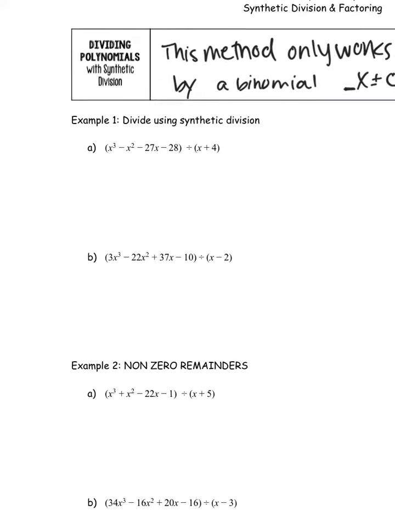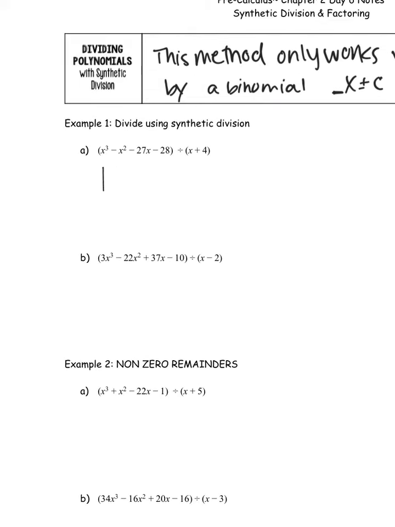So example 1, when we set this up, we draw like this box. Okay, when it's in this form, we have to take the opposite number. So we're going to put a -4 out here. Then in decreasing order of our polynomial, we're going to put our coefficients. So 1, -1, -27, -28.